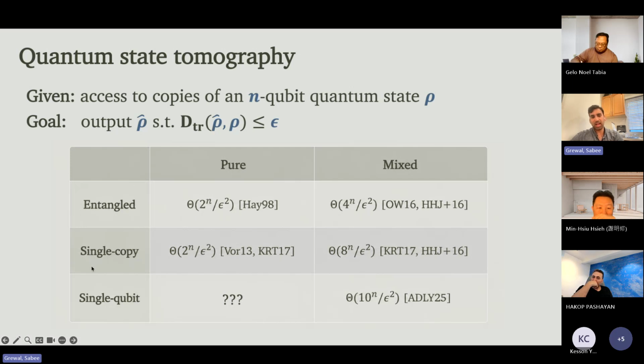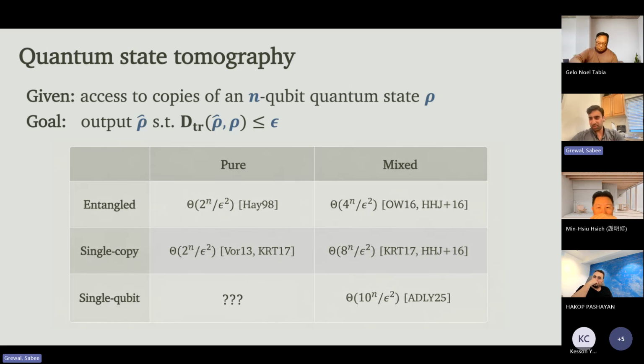So even if you use single copy measurements, you can achieve this optimal 2^n over epsilon squared scaling for trace distance. And the question that we raise in our paper is, what if we go even further? What if we only allow single qubit measurements?